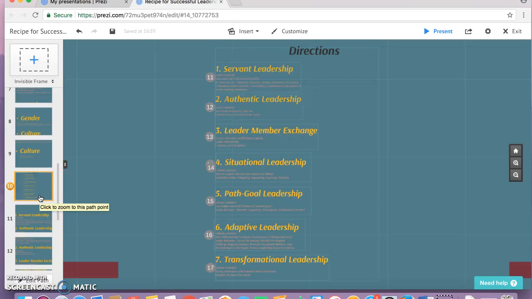I chose my directions as the leadership styles that build off each other and help almost build the followers into doing things for their own and on their own, and being less leader oriented and more follower oriented.